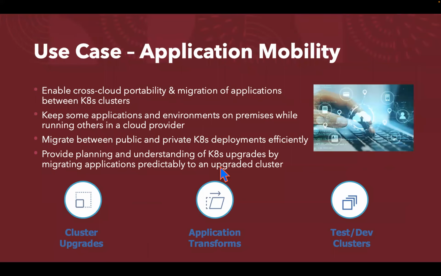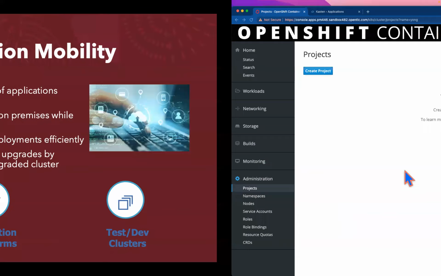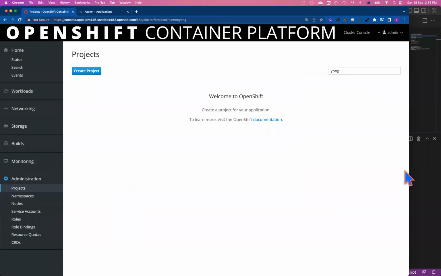Let me come back to the cloud. Come back to my source cluster. So you might notice this is my OpenShift Container Platform that's running 3.11. And I also have Kasten installed. I did a search of the project Yong. I don't see anything yet.